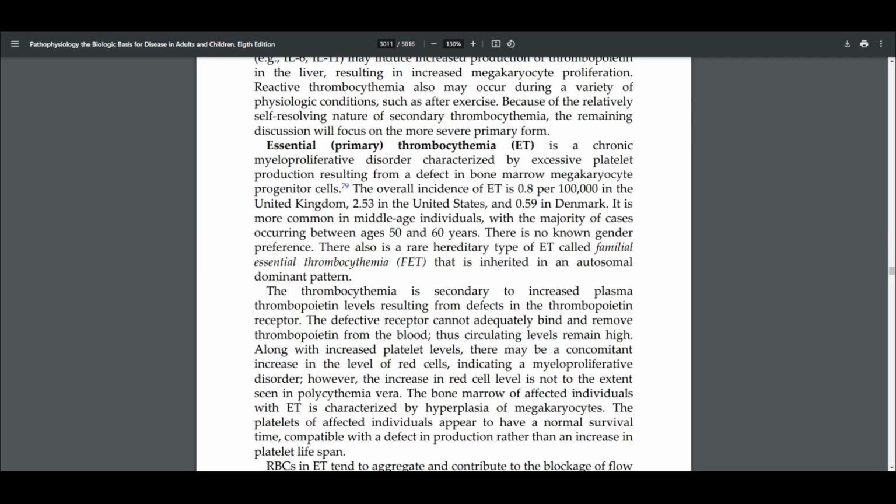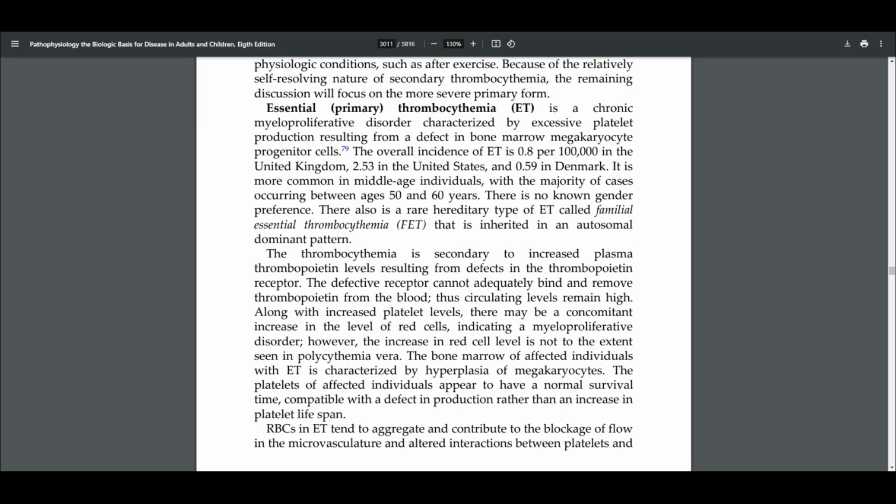Because of the relative self-resolving nature of secondary thrombocythemia, the remaining discussion will focus on the more severe primary form. Essential thrombocythemia is a chronic myeloproliferative disorder characterized by excessive platelet production resulting from a defect in bone marrow megakaryocyte progenitor cells. The overall incidence of essential thrombocythemia, or ET, is 0.8 per 100,000 in the UK, 2.53 in the US, and 0.59 in Denmark.